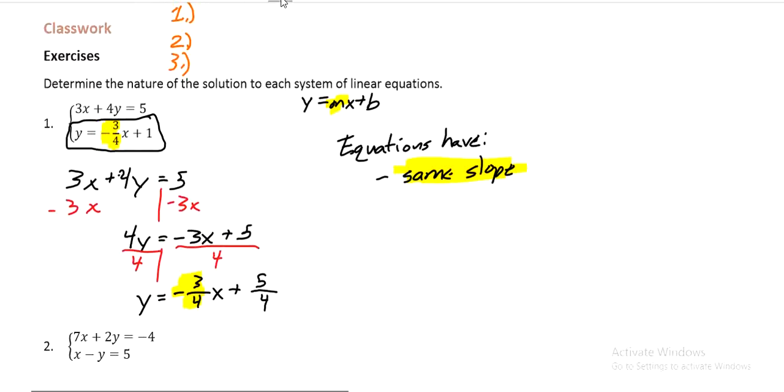Now what about the y-intercepts? The y-intercept in this one was 1. The y-intercept in this one was 5/4. So they have the same slope, different y-intercepts. So no solutions.